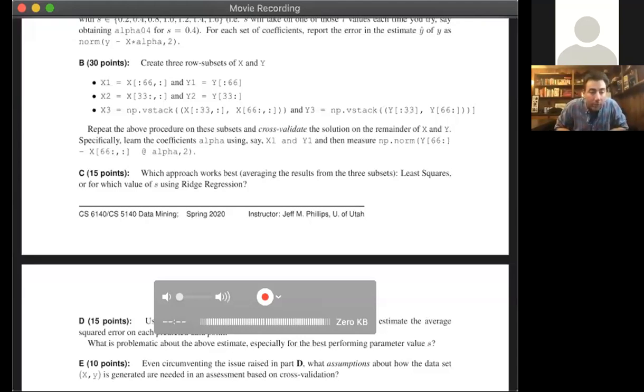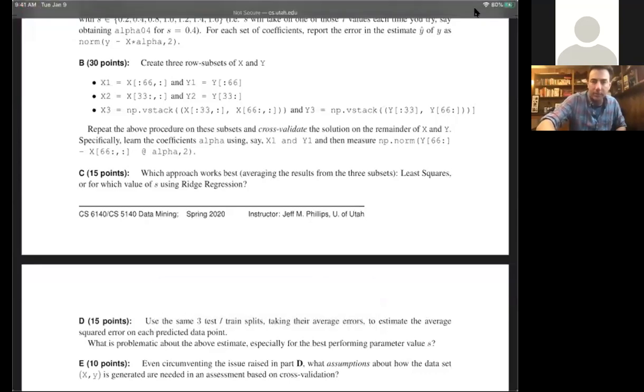Could you please minimize the recording panel? It's covering. Oh, yeah. If I don't touch anything, it should. Oh, okay. If I move my mouse off there, it does that. Great. Thanks.